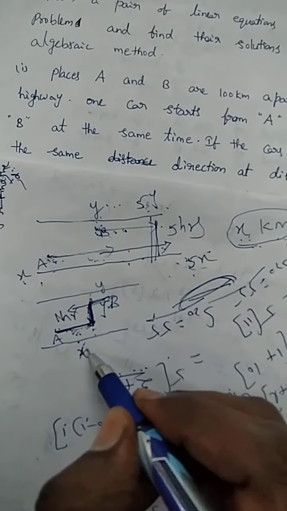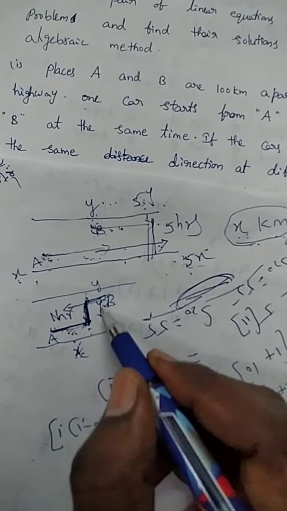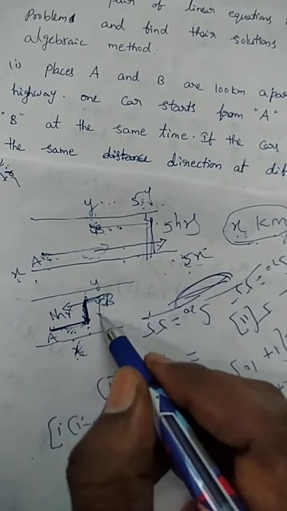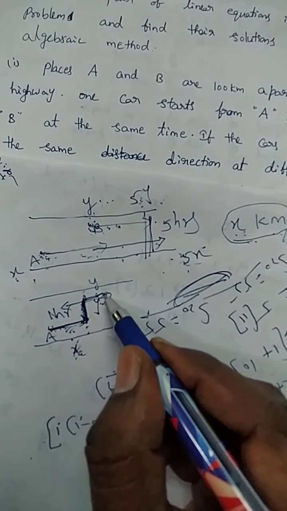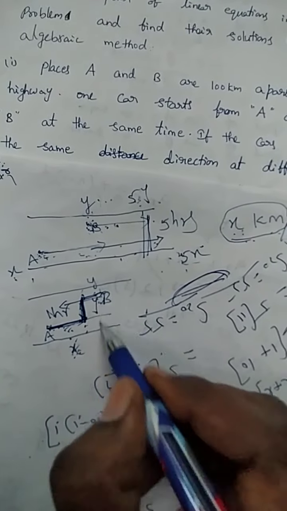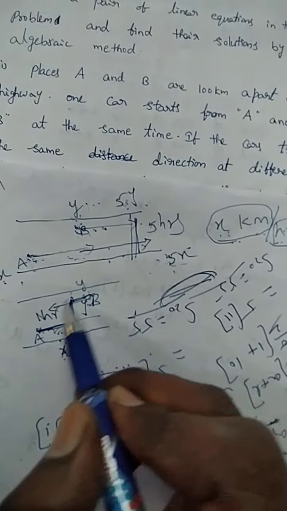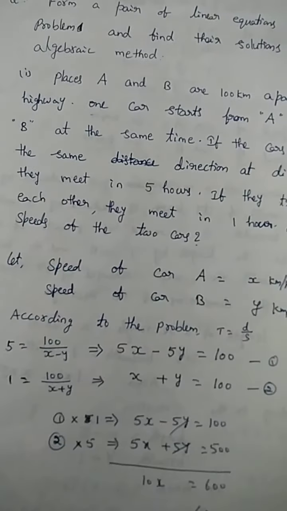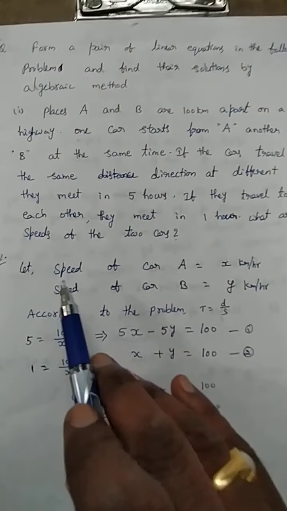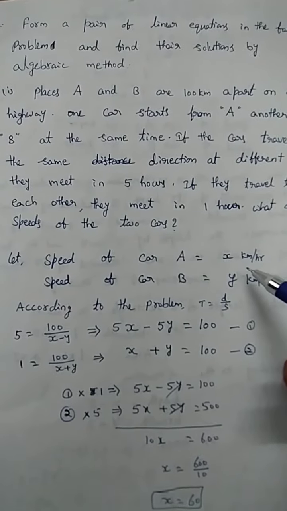One car travels x kilometers, the other travels y kilometers, then they meet at this point. So x plus y, the travels of the two cars, is equal to 100 kilometers only. Here we can subtract it, we get the result 100. Here we add this, the result is 100. Okay, clear?